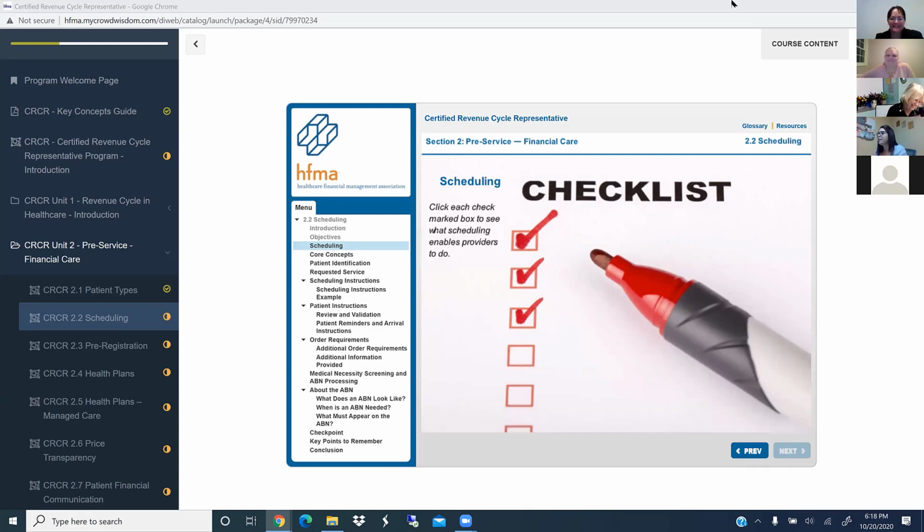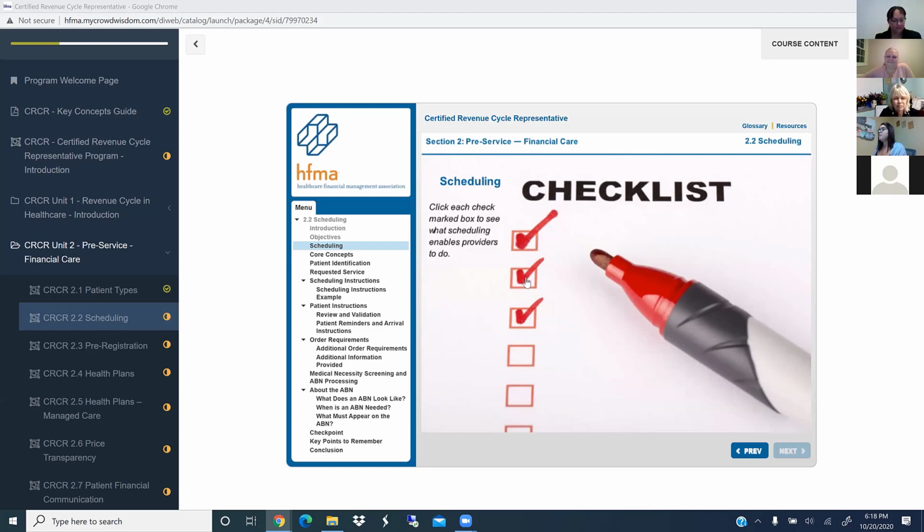All right, so we're going to go over the scheduling checklist. So if in your guide, you just click each box. So scheduling patients for service allows the provider to prepare for the patient's visit by reserving the time, obtaining information, securing equipment and resources such as room and staff. We all know we probably still have to wait anyway.